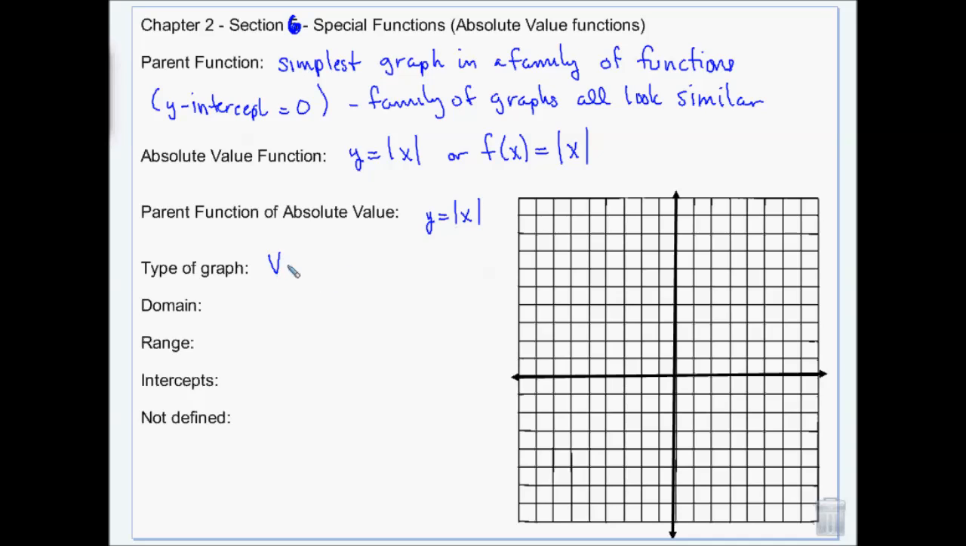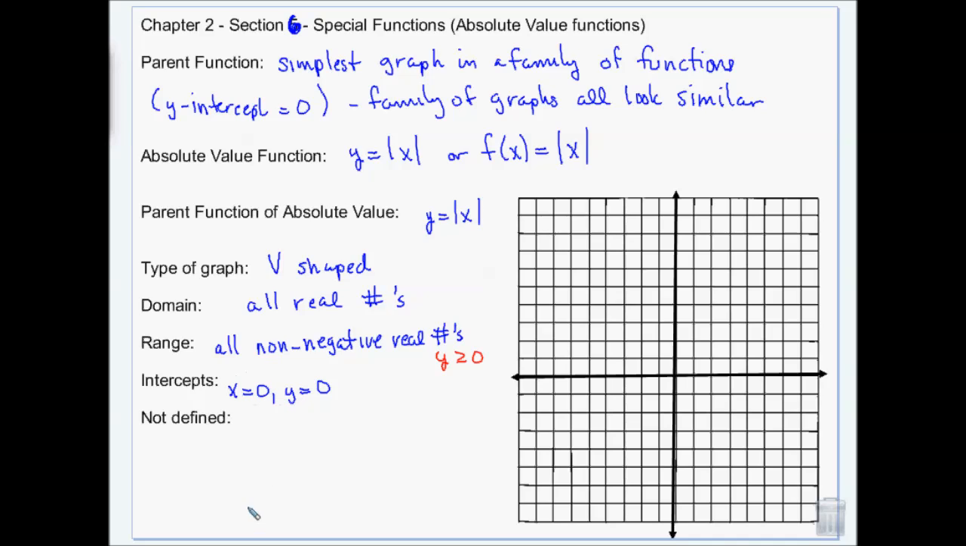The type of graph is V-shaped. The domain is all real numbers. The range is all non-negative numbers. Bless you. Or you could say y is greater than or equal to 0. The intercepts are 0 and 0, and it is not defined when y is less than 0.